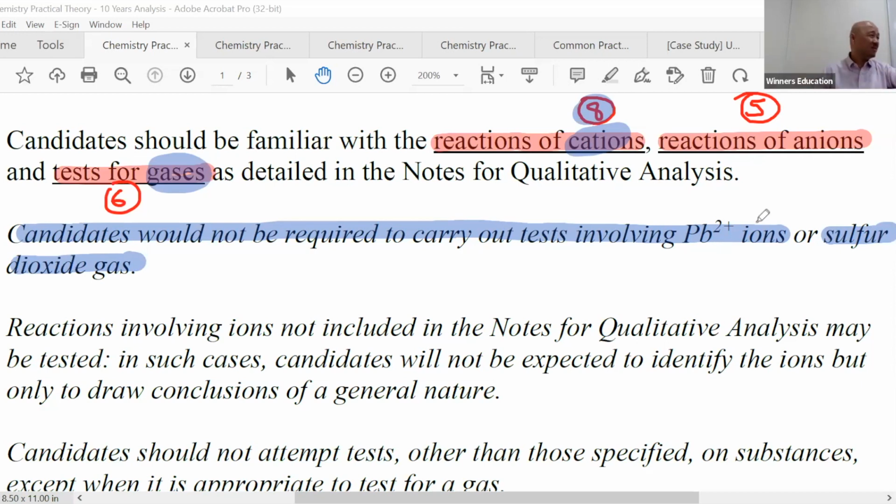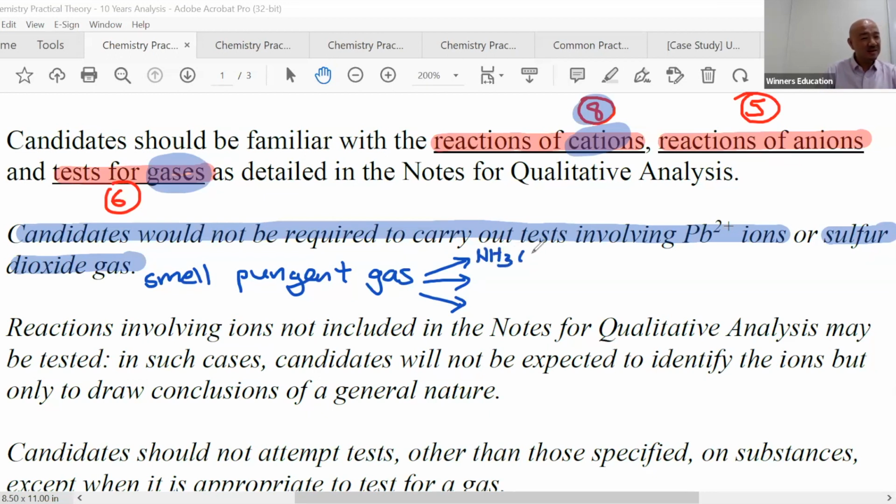When you do a practical, you do your QA. Then suddenly, you smell something pungent. If you know your gases very well, you have 3 possibilities. It can be ammonia gas, it can be chlorine gas, it can be sulfur dioxide gas. For the theory paper, you need to know this. Paper 1, paper 2.